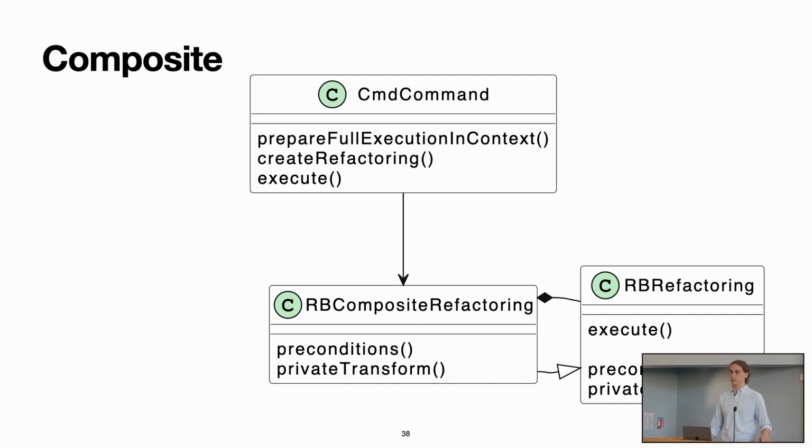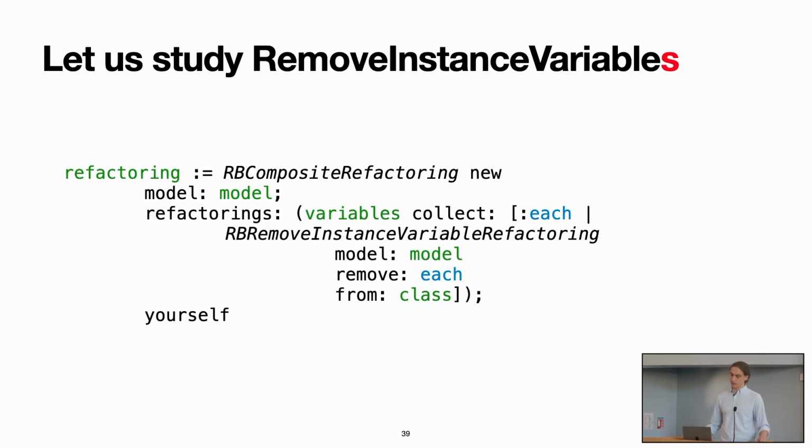It basically consisted of multiple refactorings, and it has the same API and everything, but it enables us, besides creating composites, to create some custom precondition checking logic and custom transformation execution logic. For example, this is remove instance variables, and we can see how we can use composite refactoring for it. So we collect refactorings and put them in a composite, and it will then execute it.